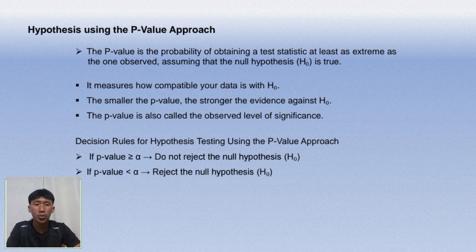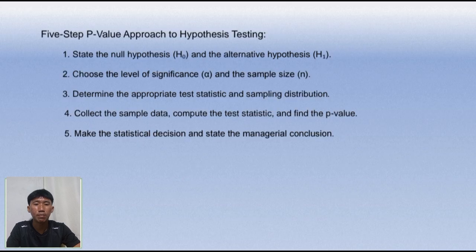Now, let's go through the 5 steps of the p-value approach to hypothesis testing. Step 1. State the null hypothesis and the alternative hypothesis. Second, choose the level of significance and the sample size. Third, determine the appropriate test statistic and sampling distribution. Fourth, collect the sample data, compute the test statistic, and find the p-value. Fifth, make the statistical decision and state the managerial conclusion.